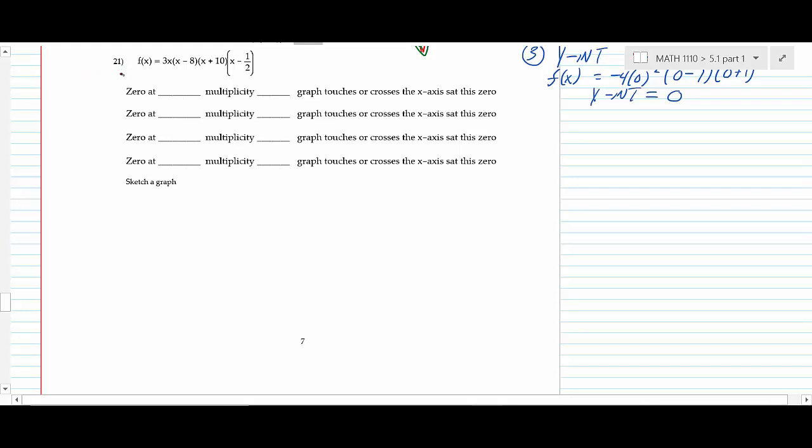This is already in a factored form. This is a polynomial that's in a factored form. So the first thing you want to do is find the zeros. You can do the zeros in your head, but I want to explain kind of what we have here.